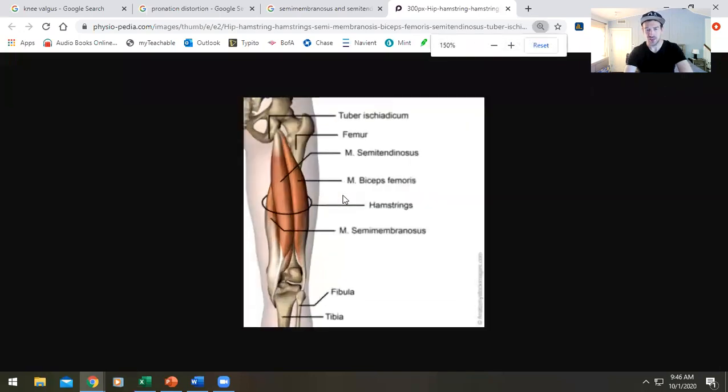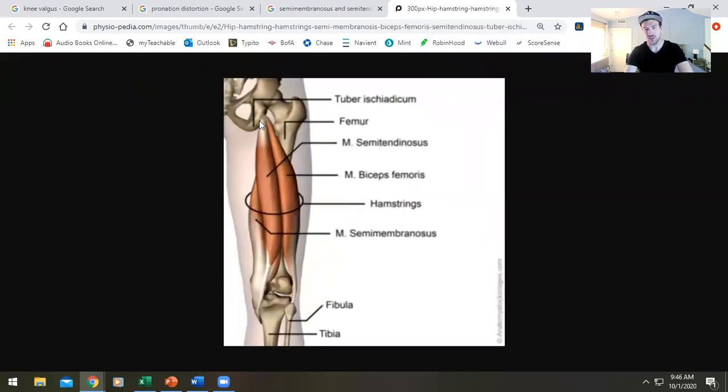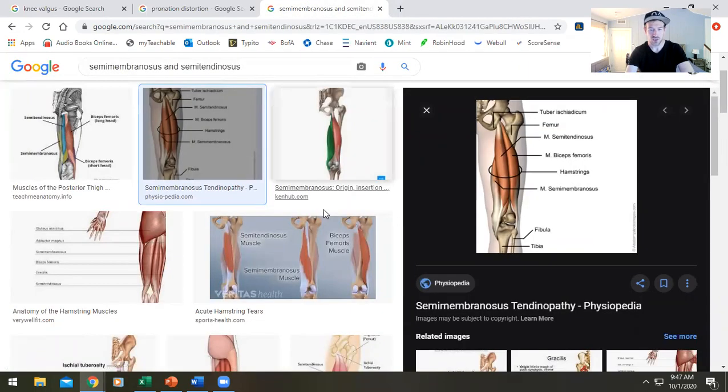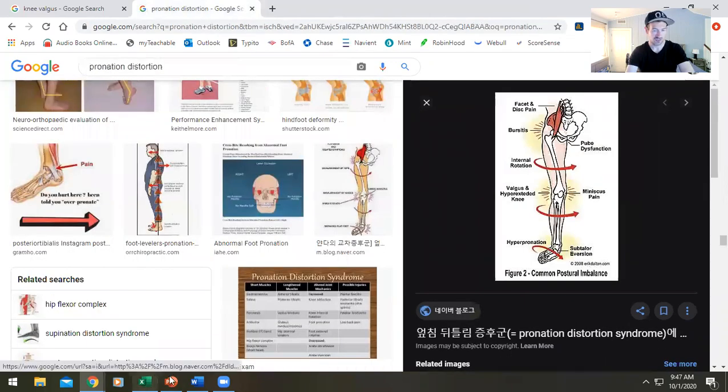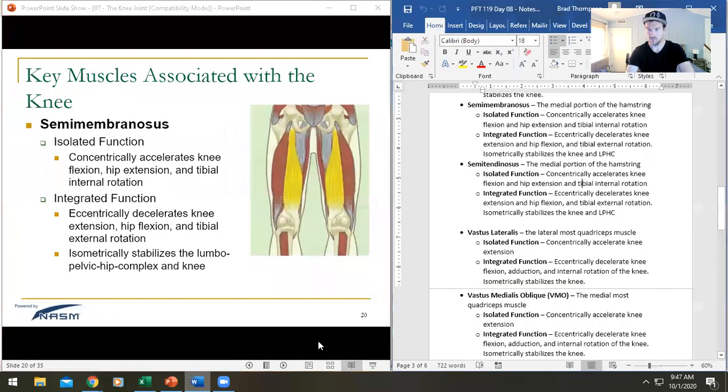So you can see here, one's a little bit lower, one's a little bit higher, and they both run down and insert right over here. That's your semimembranosus, that's your semitendinosus. Again, their job is to concentrically accelerate knee flexion, so nothing surprising there, hip extension, and then this does tibial internal rotation.